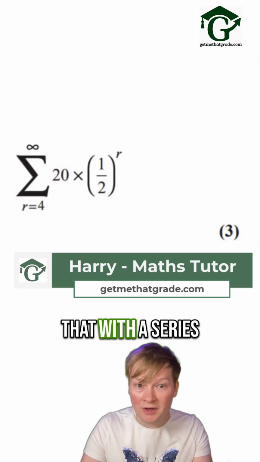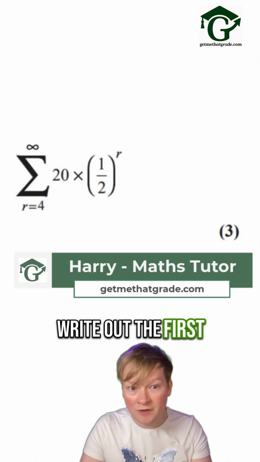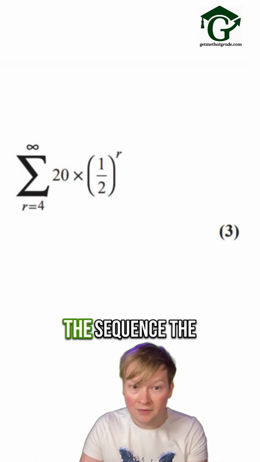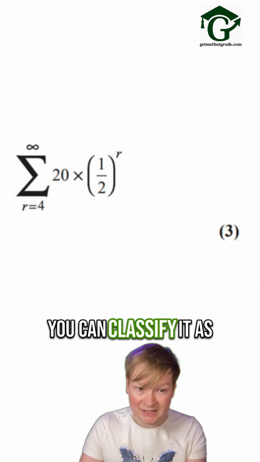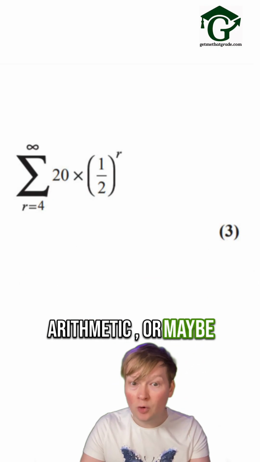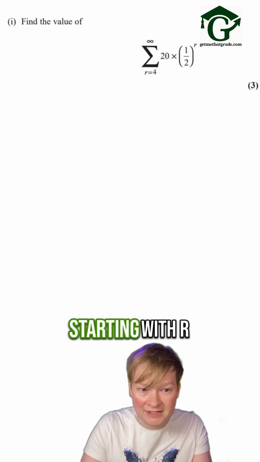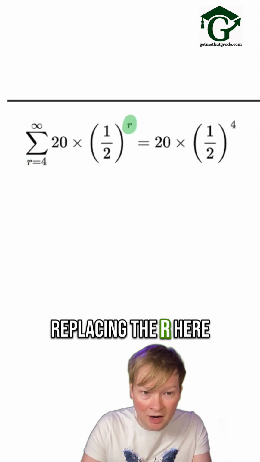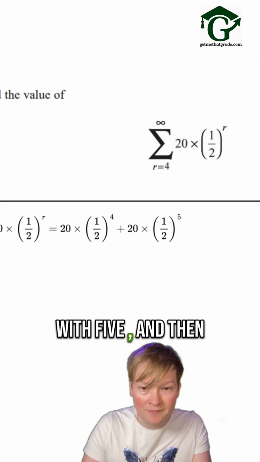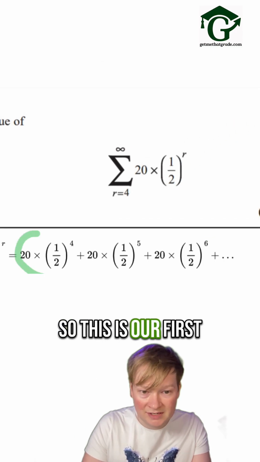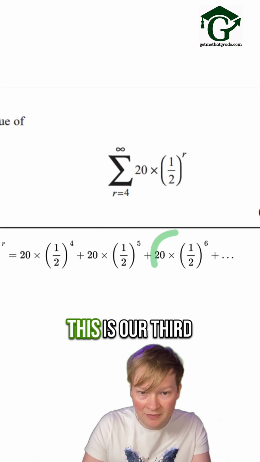I really recommend that with a series like this, you write out the first few terms so you can get an idea of what the series is doing. Then you can classify it as geometric, arithmetic, or maybe some other kind of series. So here, starting with r equals 4, replacing the r here with 4, and then with 5, and then with 6, and so on. So this is our first term, this is our second term, this is our third term.